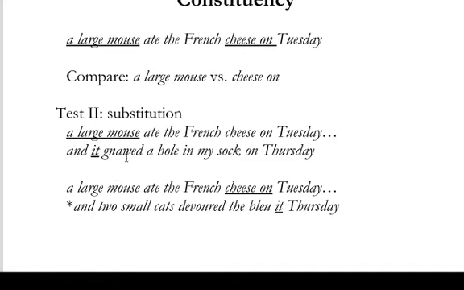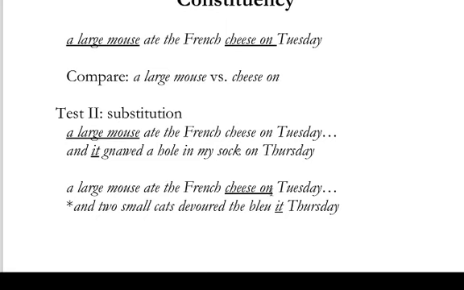And so I've done this by creating a contrastive sentence with the same kinds of elements in it, but substituting in this group of words with a pronoun. So a large mouse ate the French cheese on Tuesday, and it gnawed a hole in my sock on Thursday. Right? Where it here is understood to be substituting a large mouse. Right? Therefore, this is telling us that a large mouse is a constituent, a coherent subgrouping.